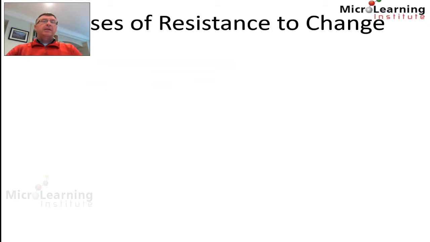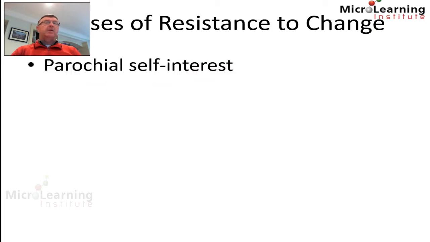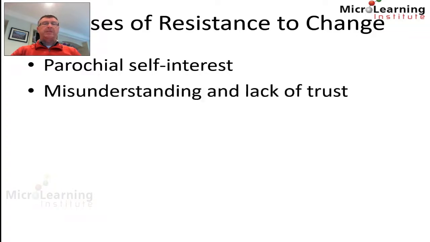Now, of course, there are many reasons why change will be resisted. One is parochial self-interest, often called what's in it for me. If each individual in the change process doesn't understand how it benefits them, then they may decide that we're better off where we are, so the change won't be implemented. Also, there can be many misunderstandings in the change journey, which will lead to a lack of trust, which results in resistance to change.